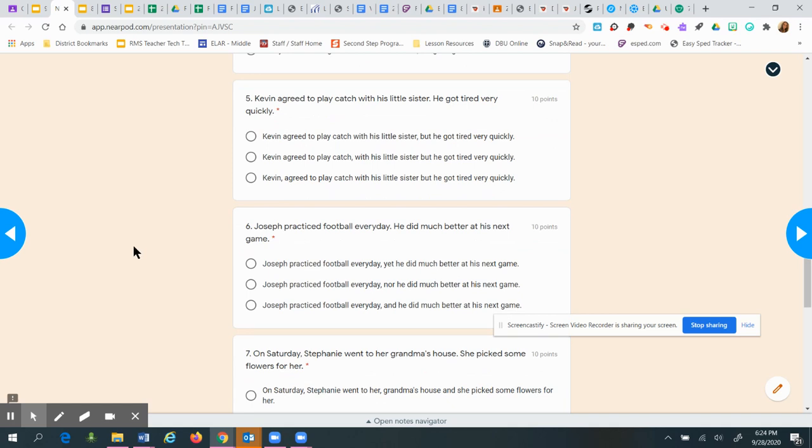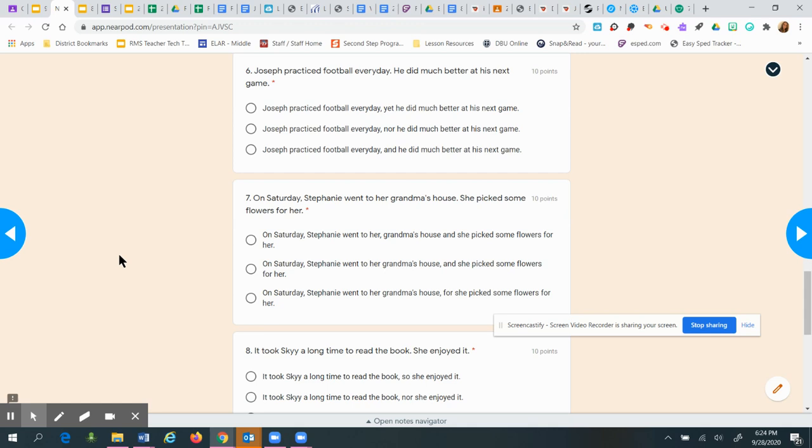Number 5: Kevin agreed to play catch with his little sister. He got tired very quickly. Kevin agreed to play catch with his little sister, but he got tired very quickly.